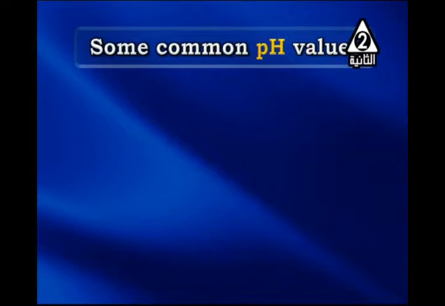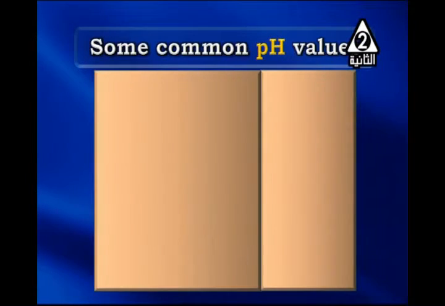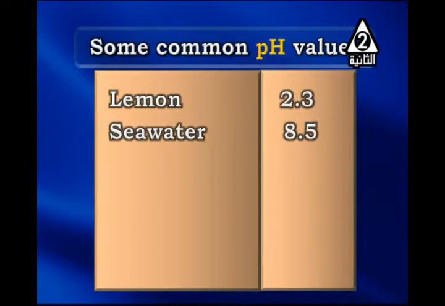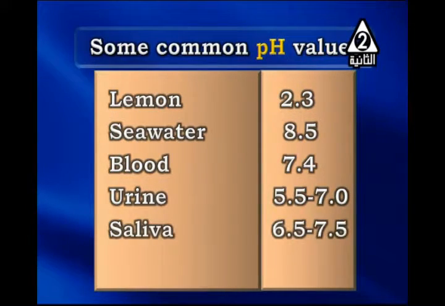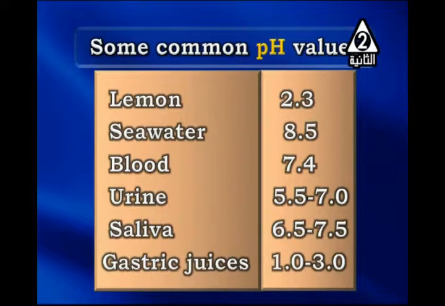My dear students, some common pH values, for new knowledge only: lemon 2.3, seawater 8.5, blood 7.4, urine 5.5 to 7, saliva 6.5 to 7.5, and gastric juice 1 to 3.